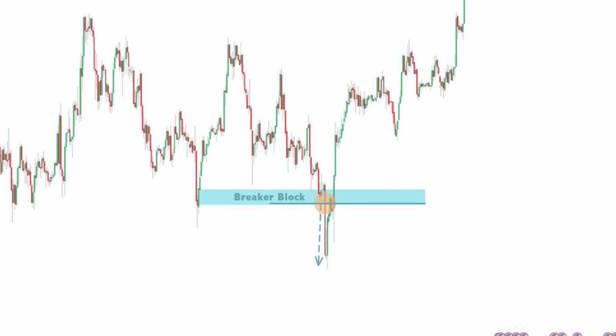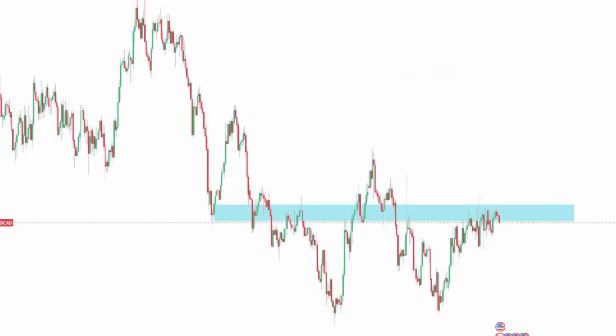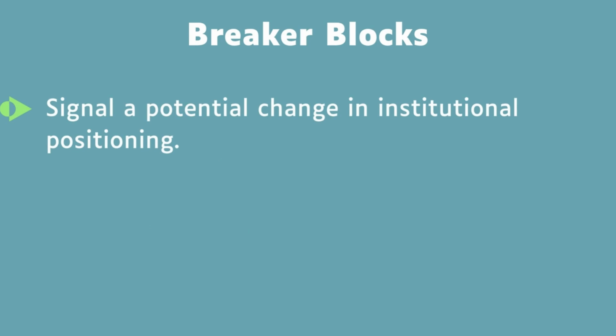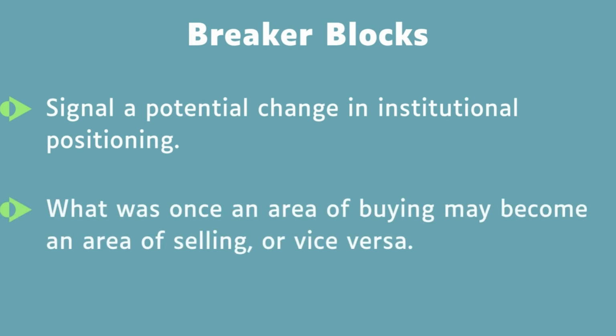The same principle applies in Forex markets. In this USD Canadian dollar example, a bearish order block that previously acted as resistance was broken to the upside, becoming a breaker block that then acted as support on retests. Breaker blocks are significant because they signal a potential change in institutional positioning. What was once an area of buying may become an area of selling, or vice versa.